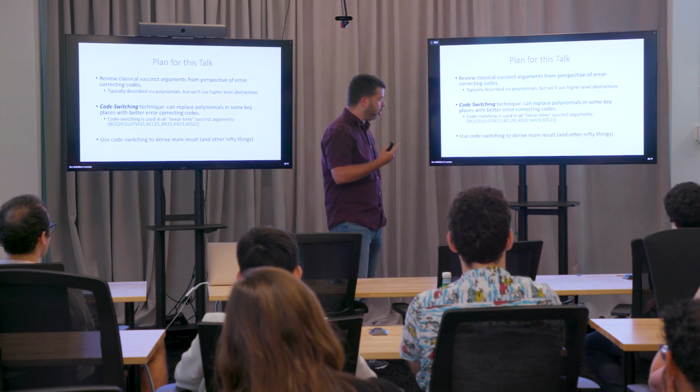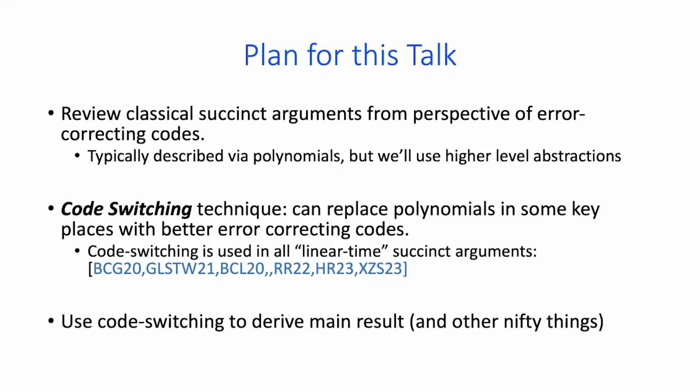And then in the talk on Thursday, my plan is to show how to use code switching to derive the main results that I just showed you for Boolean circuits, either with constant soundness error or with exponentially small soundness error, and the caveats that I mentioned.